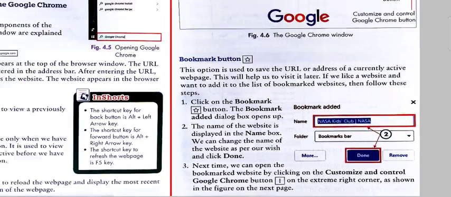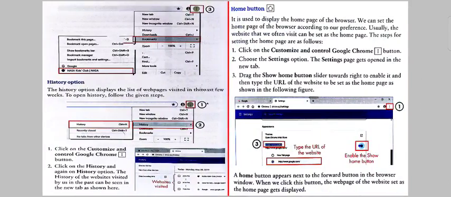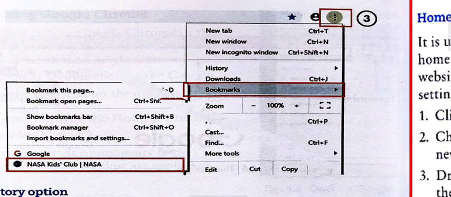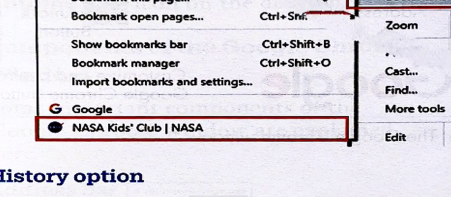So when we click on this three dot line, this menu will open. Here you can see bookmarks, history, downloads, then bookmarks. All of you need to click on the bookmarks option, then you can see the list of the bookmarks. Here you can see Google, next NASA Kids Club. So this is the list of the added bookmarks.